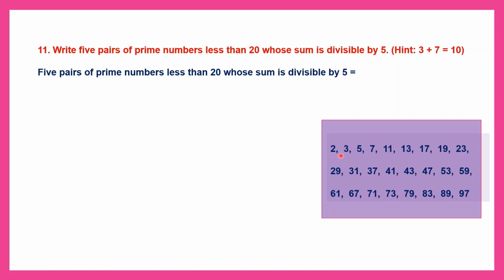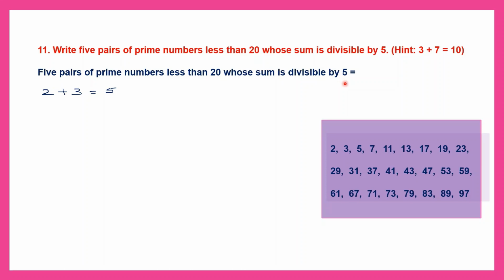So let's start with 2 and 3. 2 plus 3 is 5 and 5 is divisible by 5. So that is the first pair. 2 plus 3 is equal to 5. Now let's use 2 again. 2 plus 5 is 8. No, it's not divisible by 5. 2 plus 7 is 9. Not divisible. Remember, divisible by 5 means it should end in 5 or 0.